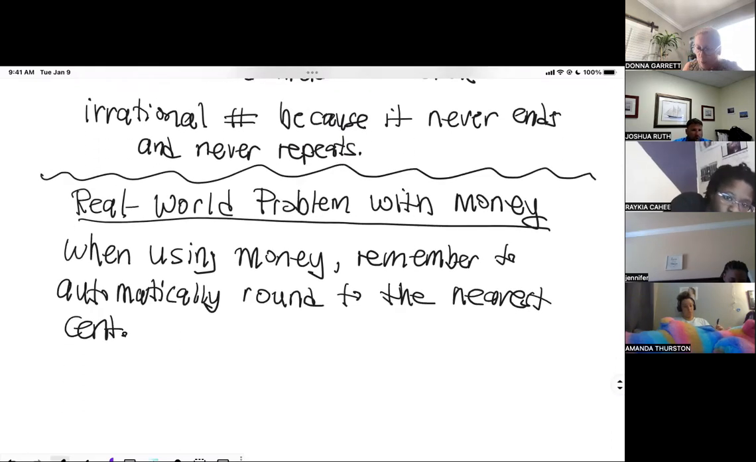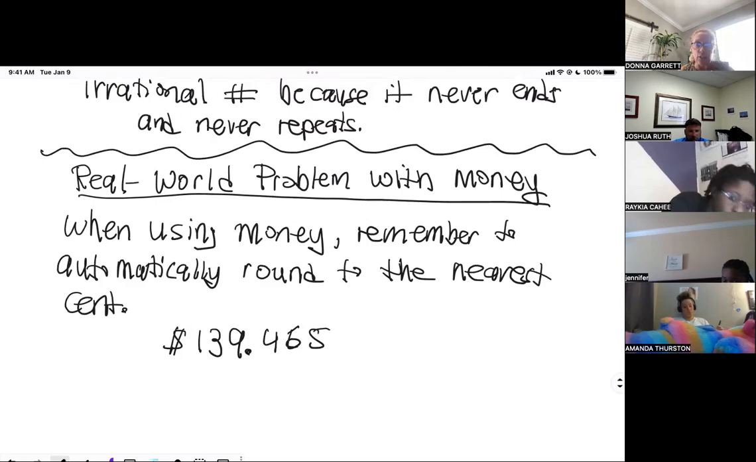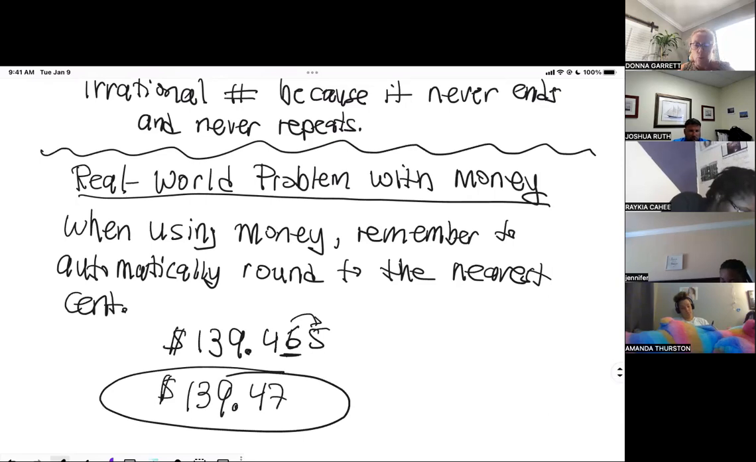Okay, so if you do a word problem, which will happen, and you get something like $139.465, that's not how we write money, right? Nope. So say you do all your computation and you get this number. That's not a money number, and you don't have to be told to do this. You have to do this. It'd be $139, and then you look at the 6. This is a 5, so I rounded up to 47 cents. So when you talk about decimals and money, you always have to round your money to make sense. I know it makes perfect sense, but you'd be surprised.